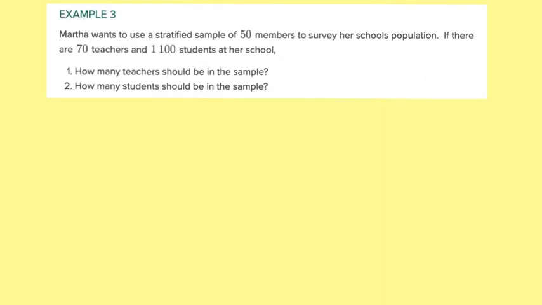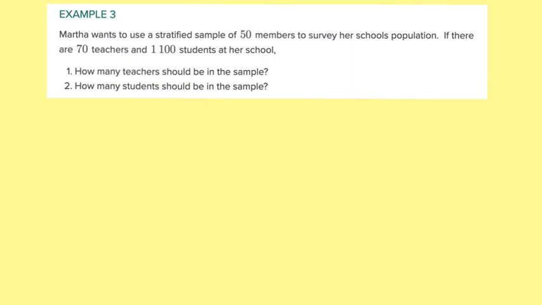Example 3. Martha wants to use a stratified sample of 50 members to survey her school's population. If there are 70 teachers and 1,100 students at the school, 1. How many teachers should be in the sample? 2. How many students should there be in the sample?